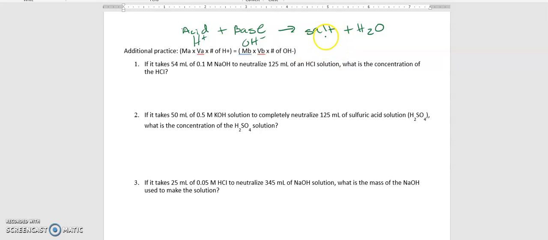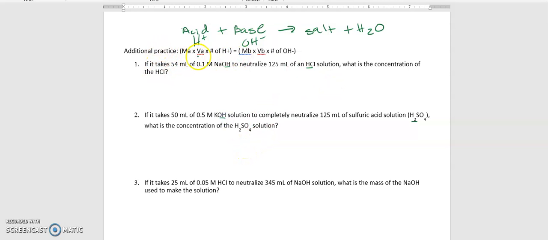Just like we had talked about earlier, this is going to give it a pH of close to 7. It's not going to be exactly 7. So here's our formula: molarity of your acid times volume of your acid times the number of hydrogen ions. You have to look at the formula for the acid to figure out how many hydrogen ions are present. In hydrochloric acid, there's only 1, but in sulfuric acid, there are 2. This equals molarity of your base times the volume of your base times the number of hydroxides. So how many OH minus ions are present in your base?